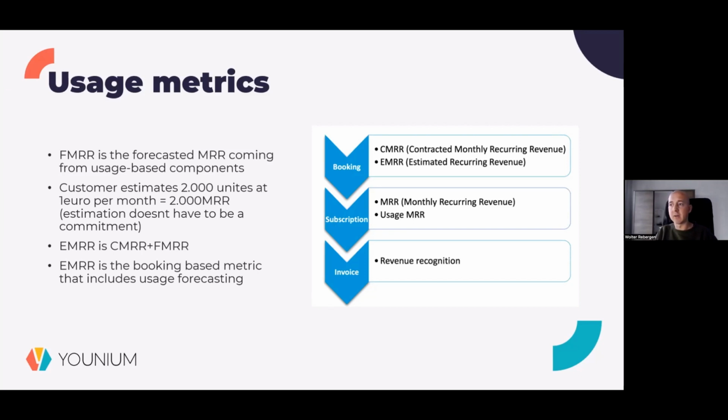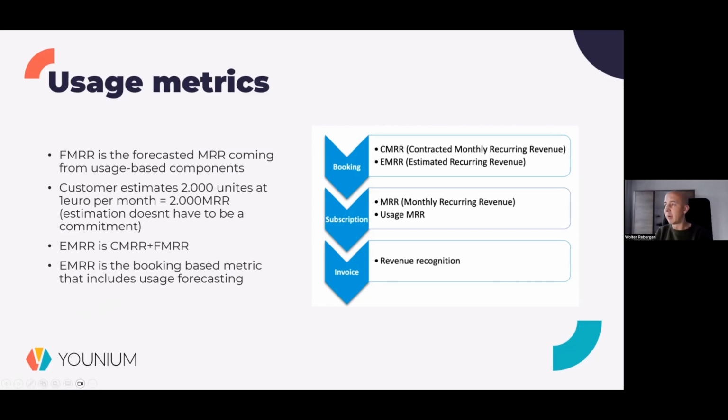And it's good to have that conversation, because then you also know where they're at in terms of value. So if you sign a new deal and they're talking about this, tell the customer it's not a commitment; we just need an estimation for us. If you have that forecasted monthly recurring revenue together with the contracted revenue coming from the actual recurring subscription fees that are always going to be there, you bring it to an estimated monthly recurring revenue. That is the booking-based equivalent of CMRR, but it includes the forecasted revenue.